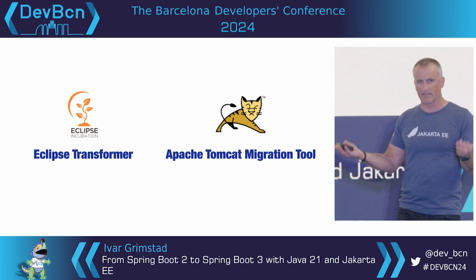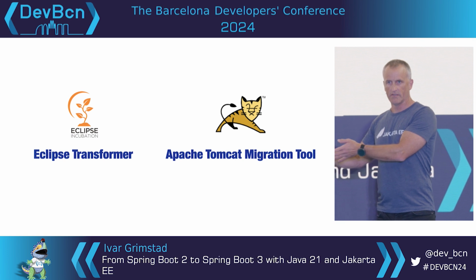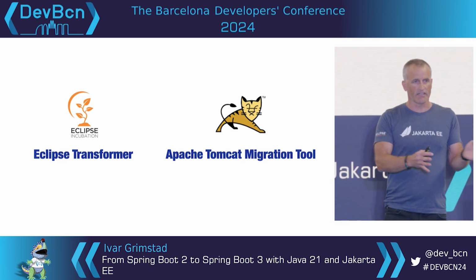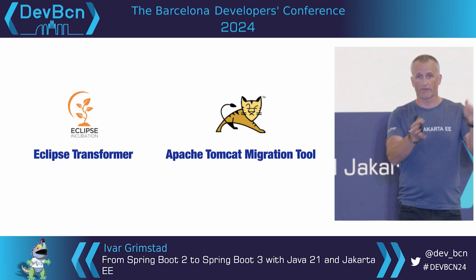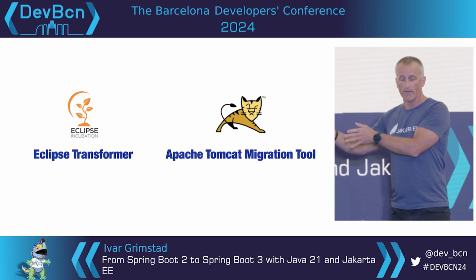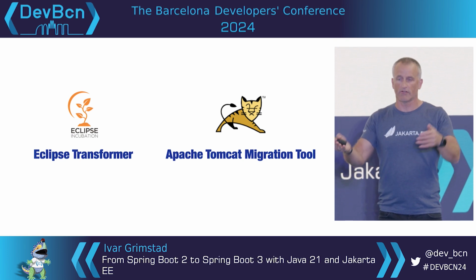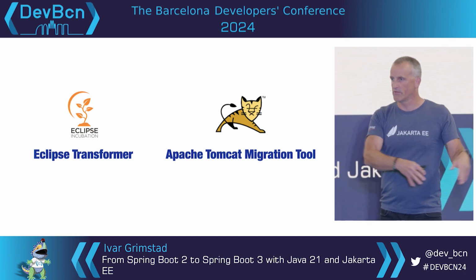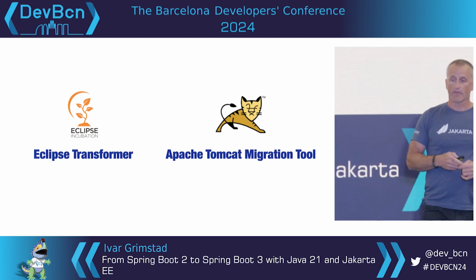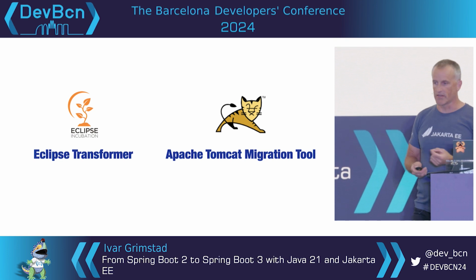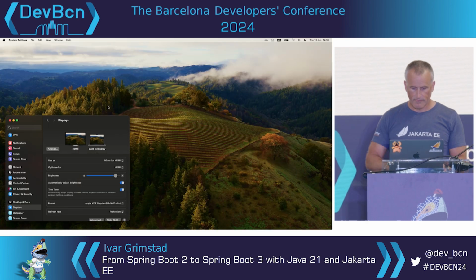And both of these do exactly the same thing. They transform the bytecode from one namespace to another. So this is perfect for javax to Jakarta. They're actually created for that purpose. By default, it looks for javax and transforms it to Jakarta, but you can configure it to do any other transformation. Like if your company is acquired and you have to change all your libraries over to something else, or for some reason you need to do this transformation, you can use these tools for that as well. They're very powerful. I will use the Eclipse Transformer in this demo.